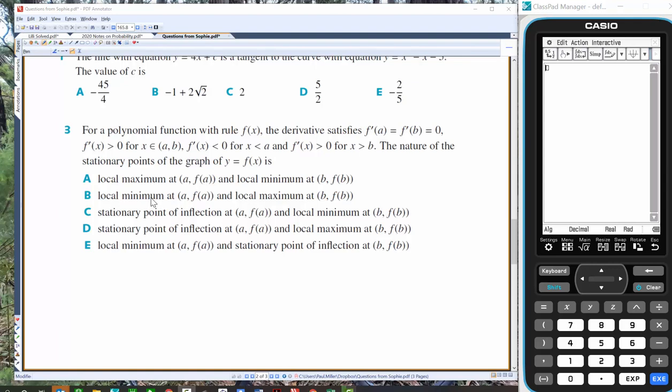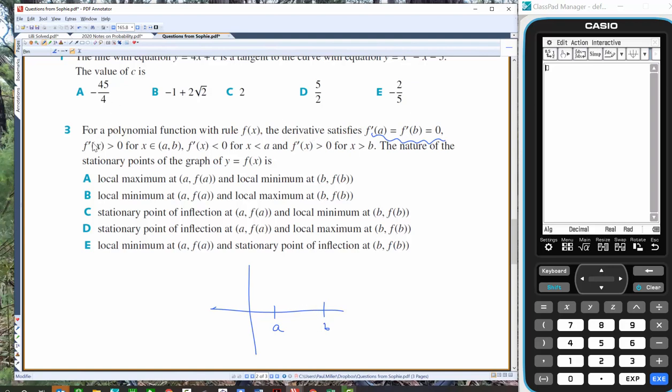Okay, so Sophie, here are those remaining problems. For the first one here, a polynomial function with the rule f of x, the derivative satisfies blah, blah, blah. And that means basically it's got stationary points at A and B. Here's A, and here's B.